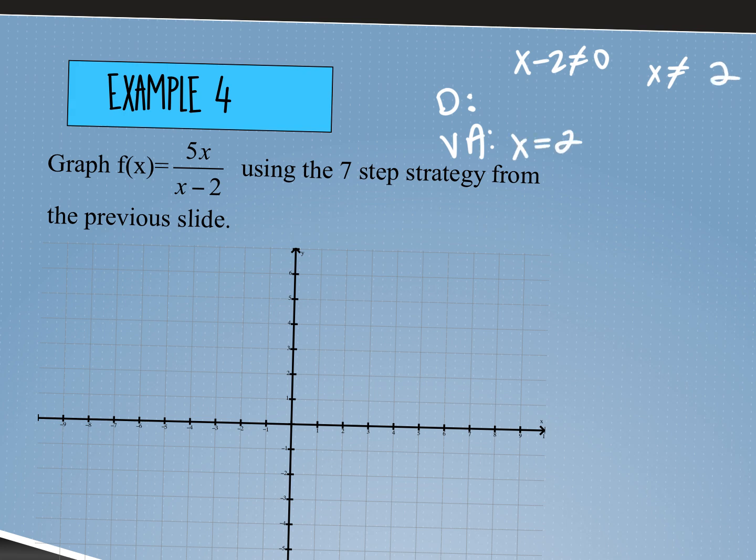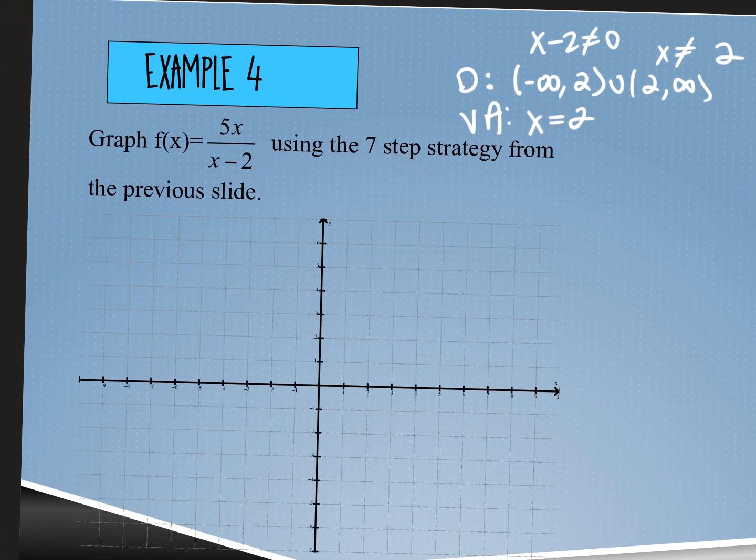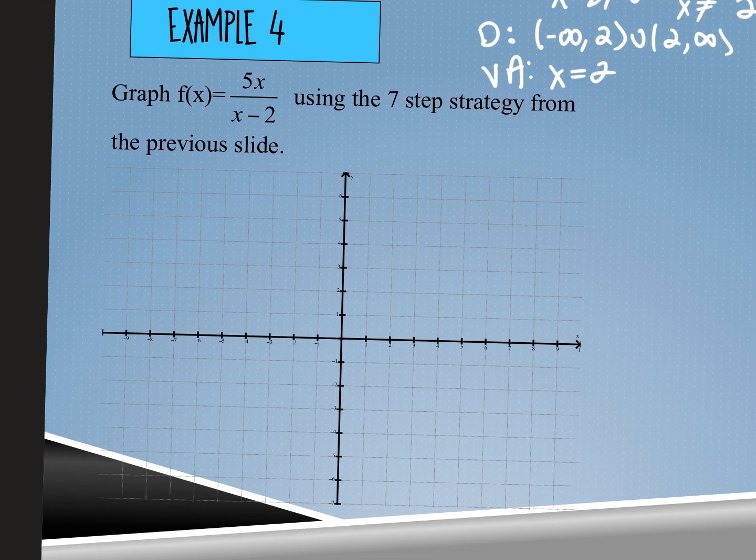What is my domain? Negative infinity to 2, and then 2 to infinity. So how do we graph our vertical asymptote? Well, where is x equals 2? And we're talking about a vertical line. So I go over to positive 2, and I'm going to draw a dashed line. How come I'm not drawing a solid line? Because it's not an actual line. It's just a boundary. That means my boomerangs are going to get real close to that, but not touch it.